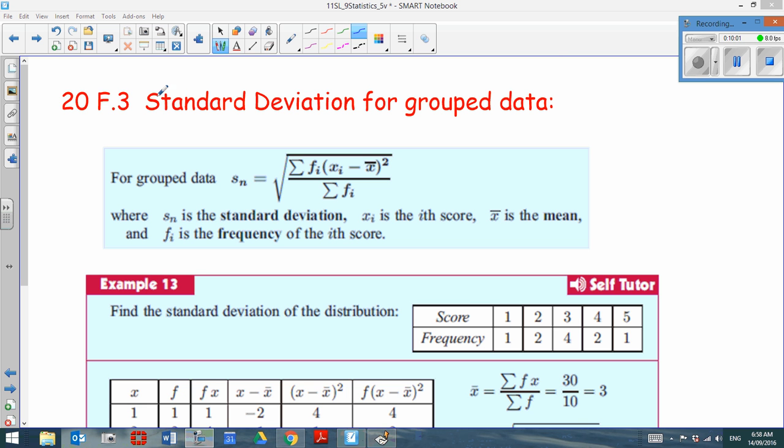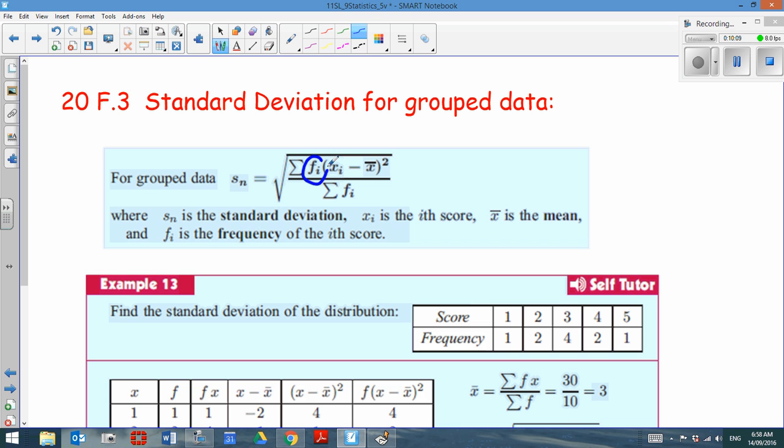And last but not least, in 20F.3, we'll look at some grouped data. Even though we'll use our calculator for this as well, just note the difference in the formula for standard deviation. Since we have frequency now, if we group our data, we'll have a frequency for each of our intervals, or for this example, for each of our scores. When we find our deviations and square them, before we add them together, we multiply the squared deviation by how many of those we have. So we multiply that by the frequency, just as we divide by our total frequency, which is adding them all up. So our formula changes just slightly.